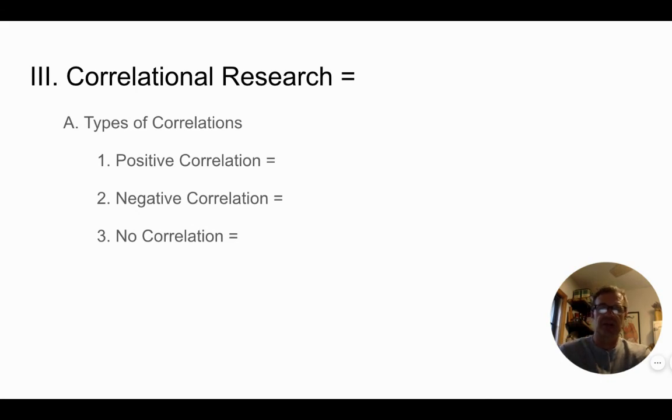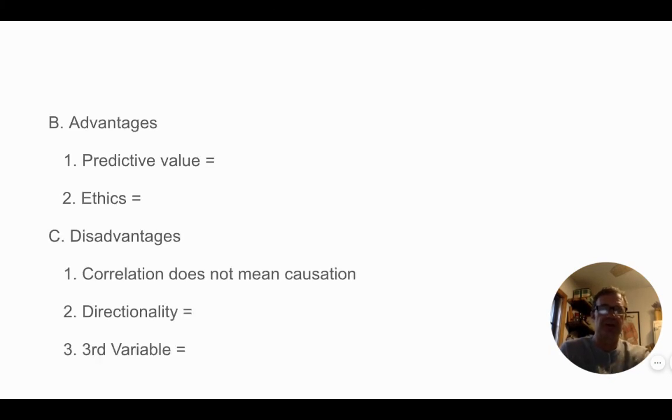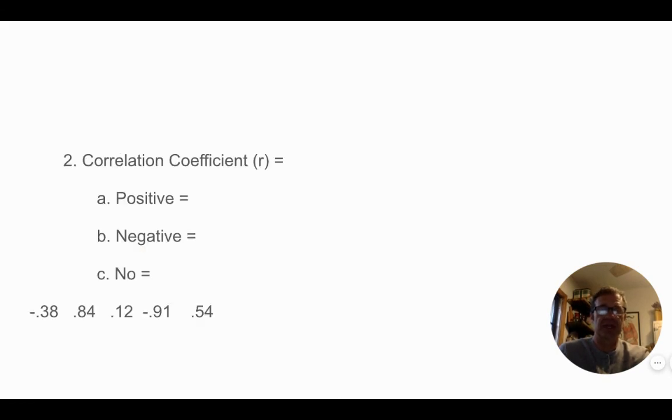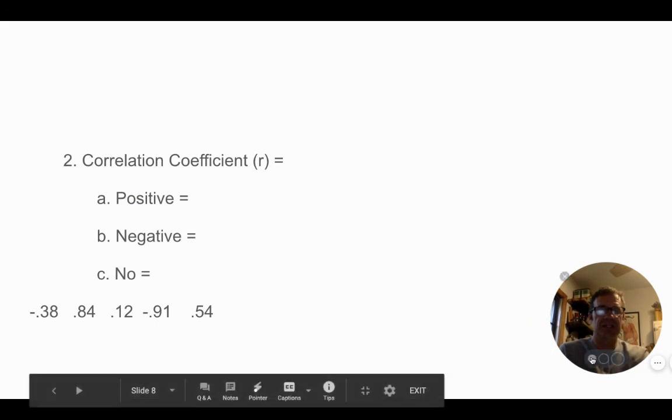Then we talked about correlational research and the fact that there are 3 types of correlational research. Positive, which are 2 things that occur together, either going up or going down. Negative, which one goes up, one goes down. And no, when there is no relationship. We talked about advantages and disadvantages of correlational research, and we talked about how we measure them. We measure them 2 ways, either in scatter plots or by looking at a correlation coefficient.